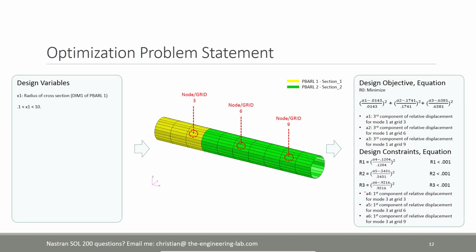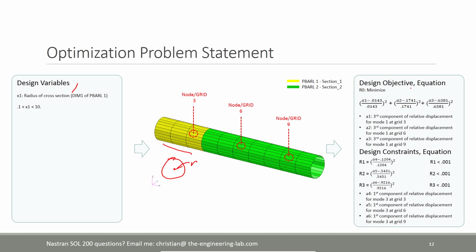Now here is a quick overview of the optimization problem statement. Before any attempt of optimization is performed, it's always good to have this explicitly defined. Basically, let's briefly talk about this. The design variables. Basically, I'm going to let the radius of this yellow section vary. That's going to be my variable.